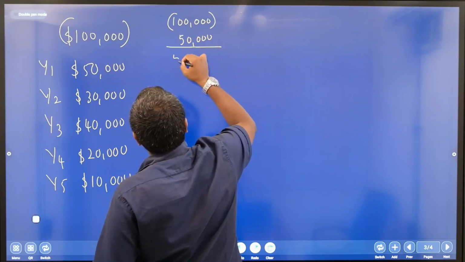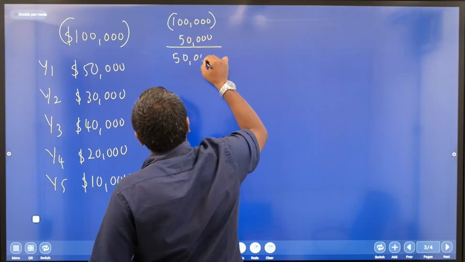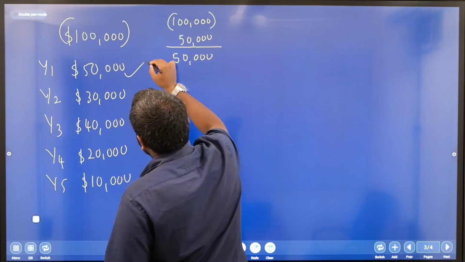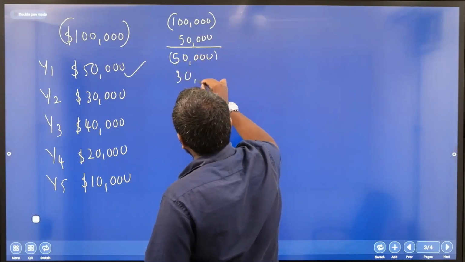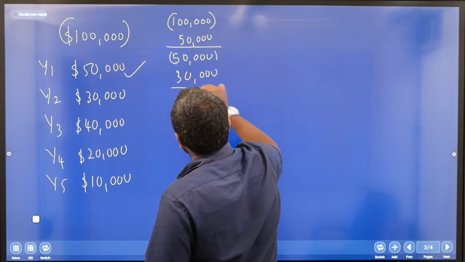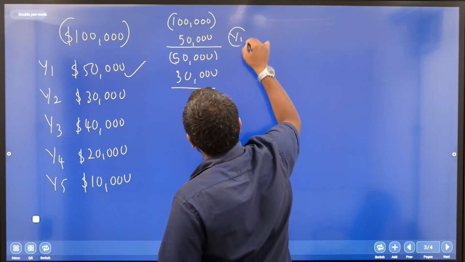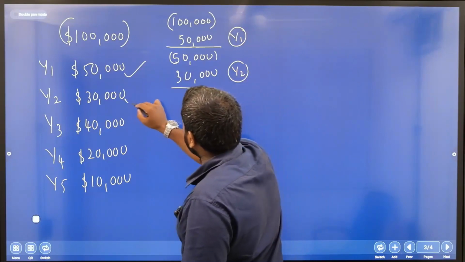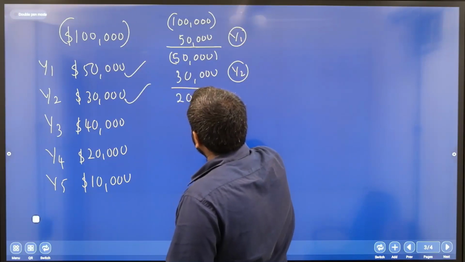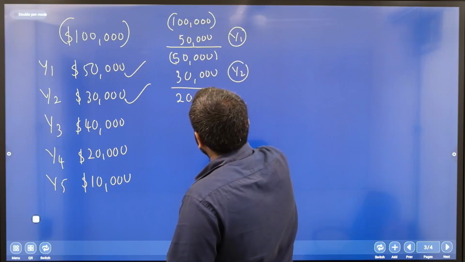Then balance is how much? 50,000. From that 50,000, in the second year, how much am I recovering? 30,000. In the second year, I am recovering 30,000. So year 1, this is year 2. Then balance is how much? 20,000. Okay. The balance is 20,000.